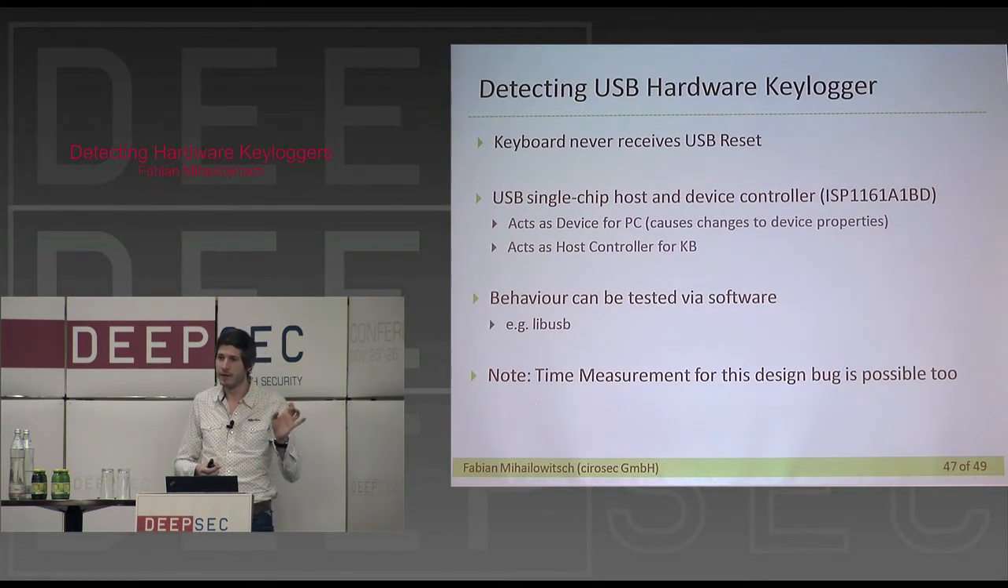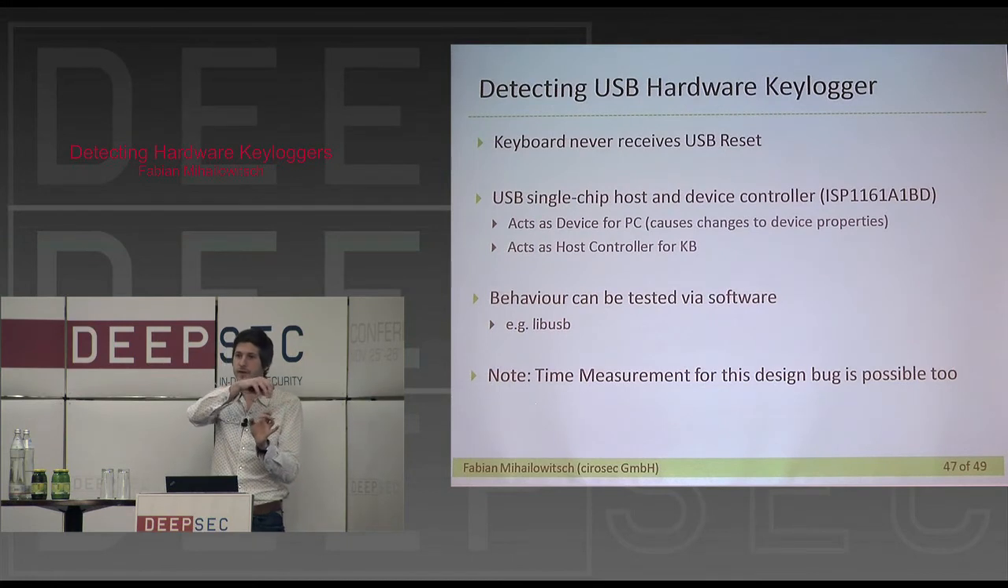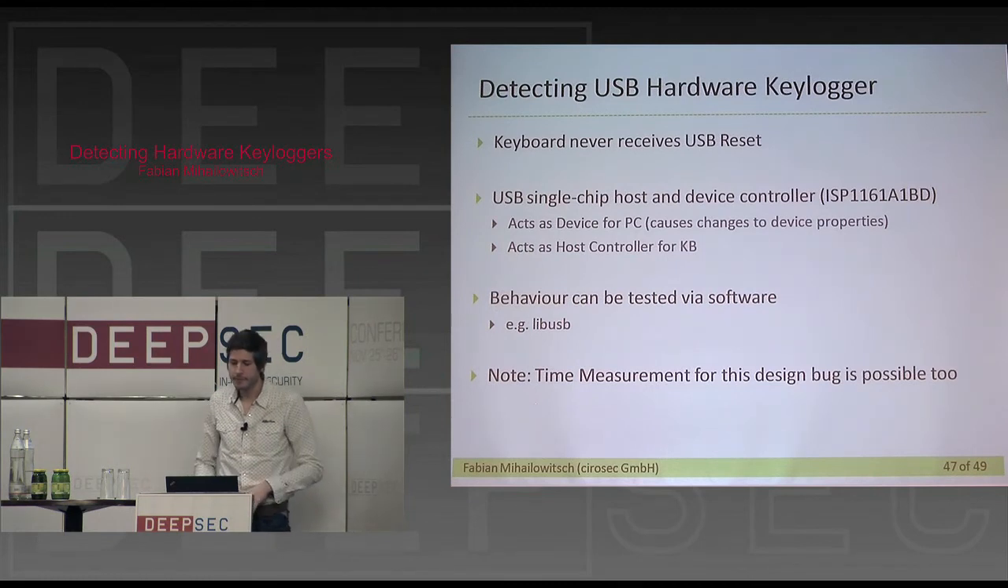used, and it is a full-speed device and doesn't pass the USB reset to the keyboard, you can reset it, and the amount of time it takes until you can access it again is less than it is for the keyboard. So doing a USB reset and enumerating the device again is faster once the keylogger is present. So yeah.